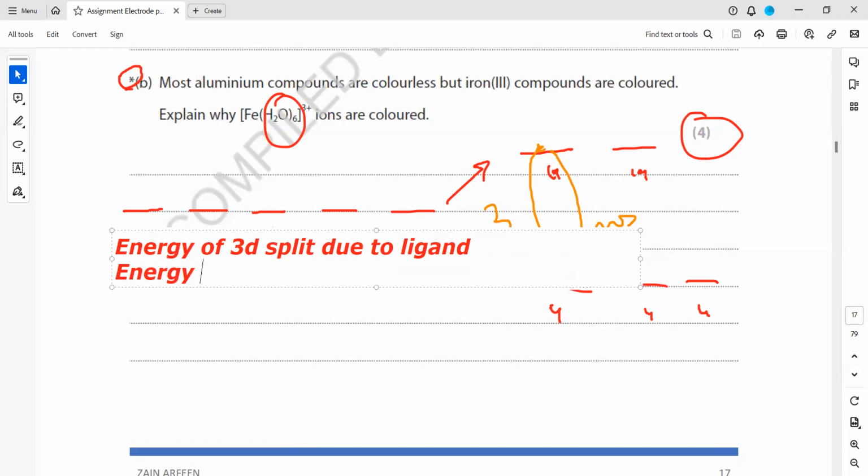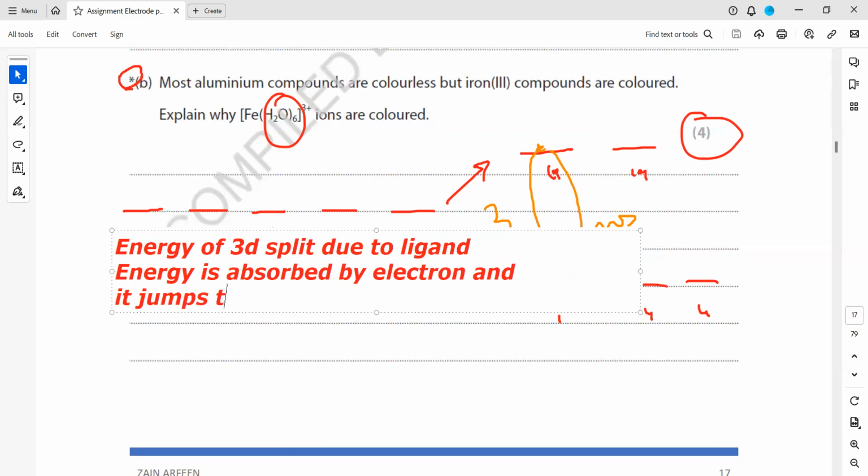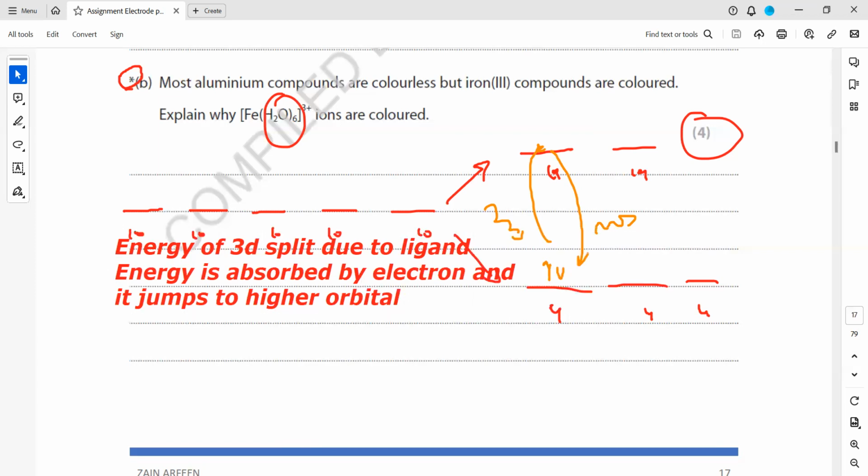So energy is absorbed by the electron, and it jumps to a higher shell, or orbital, you can also say, or jumps from a lower orbital to a higher one. These are the two points. One is energy absorbed by the electron, or you can also say a photon is absorbed by an electron, and it causes a transition of the electron from a lower orbital to a higher orbital.